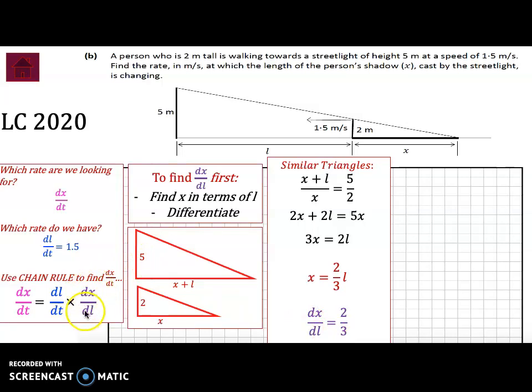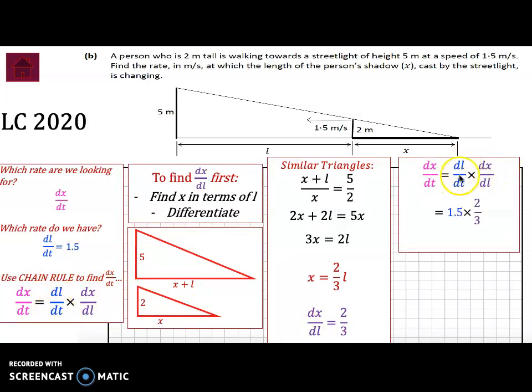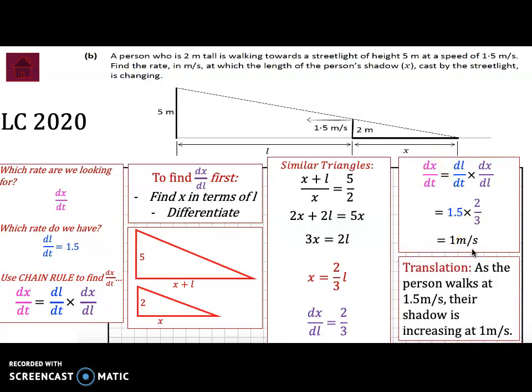So we now have dx/dL, we have dL/dt, and because of the chain rule, if I multiply that by that, I get that. So my dx/dt is 1 meter per second. What that translates as is, as the person is walking at 1.5 meters per second towards the light, his or her shadow is increasing at 1 meter per second. So that's a great question, quite a challenging question, but if you're familiar with these, that should hopefully make sense.